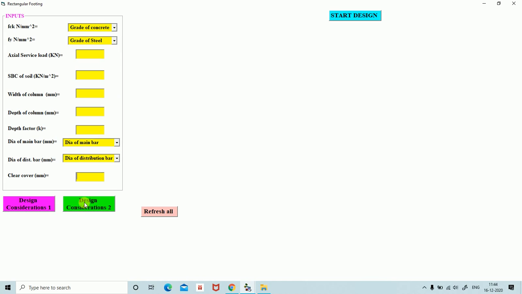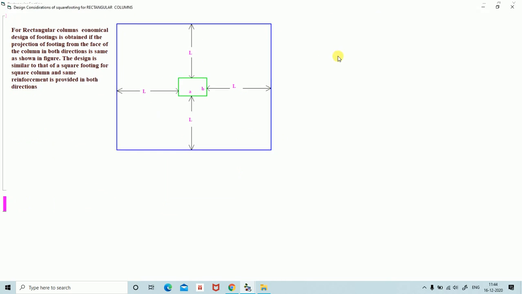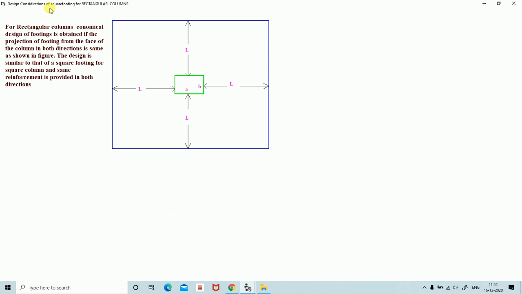You can click on this design considerations too. Then you can see here design considerations for square footing for rectangular columns and vice versa. For rectangular columns, economical design of footings is obtained if the projection of footing from the face of the column in both directions is the same. The design is similar to that of square footing for square column, and the same reinforcement is provided in both the directions.